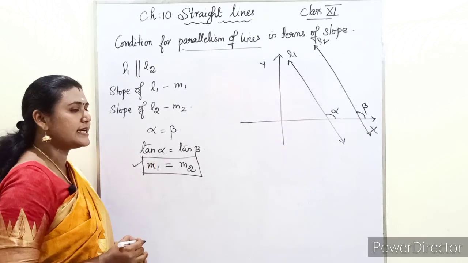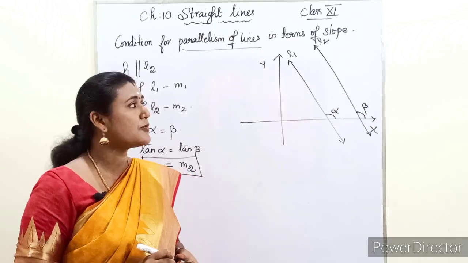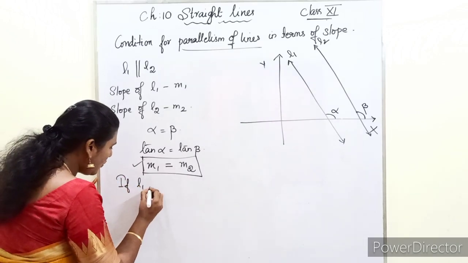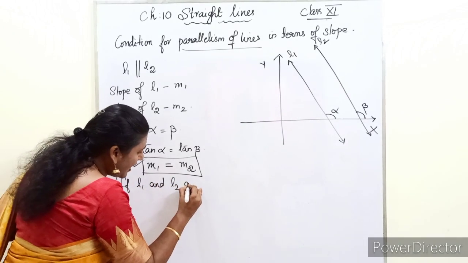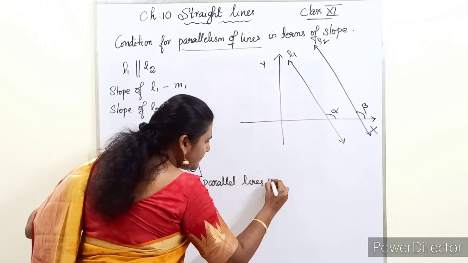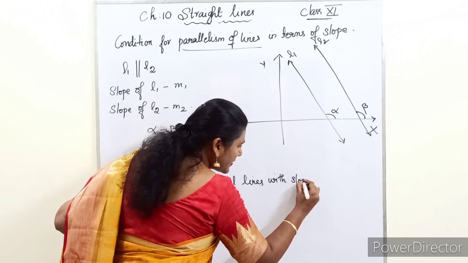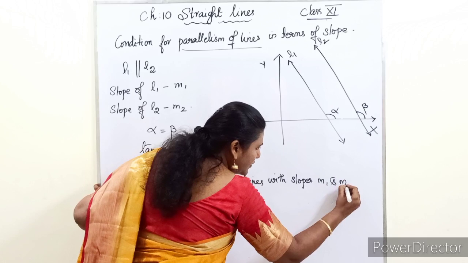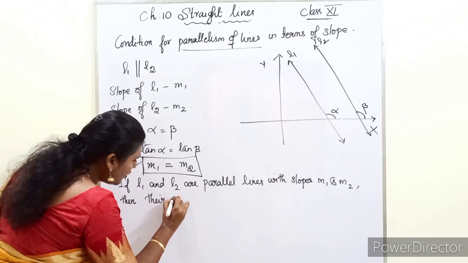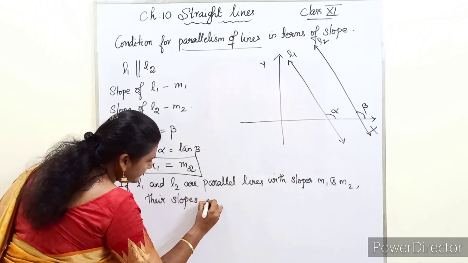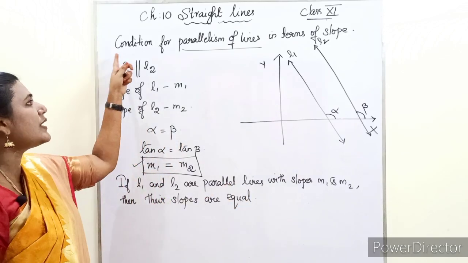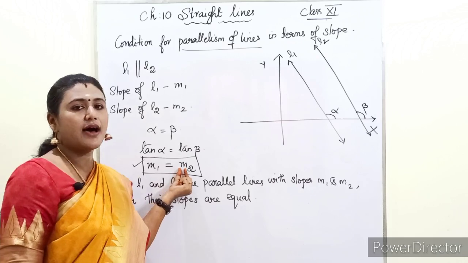This is a very important condition. This is the condition for parallelism of lines. If L1 and L2 are parallel lines with slopes M1 and M2, then their slopes are equal. So this is the condition for parallelism. So if two lines are parallel, then their slopes are equal.